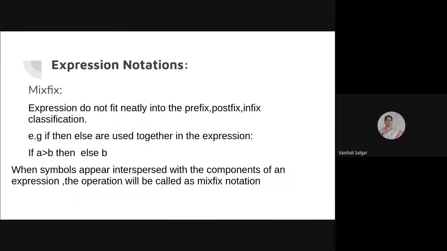Now, after infix, prefix and postfix, there is one more notation which is mix fix. So now what is this mix fix? Any expression which is not going to fit into infix, postfix or prefix, that comes under your mix fix notation. And the example of this particular notation is what? If then else, right? So over here, if then else are used together in the expression. So if I'm writing if A is greater than B, then A, else B.